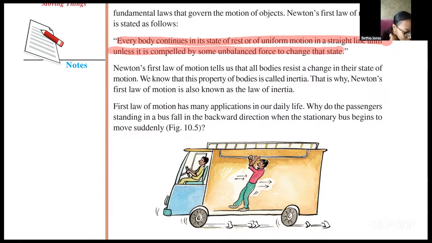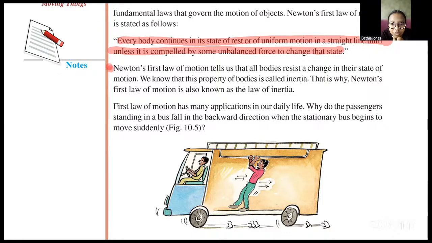Newton's first law of motion tells us that all bodies resist a change in their state. Listen, until and unless an unbalanced force is applied, it will remain at rest, or it will remain in motion. Understood, Edric, Joshua, Sam? You need an unbalanced force to move an object if it is in a stationary position, or to stop an object if it is in uniform motion. Did you understand, Jahovan, Jashran? Yes, sir.